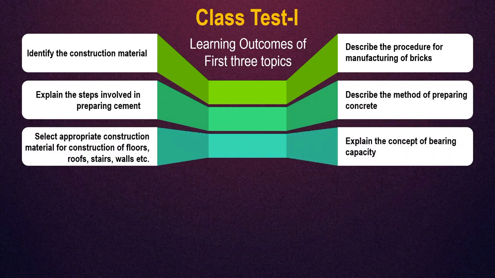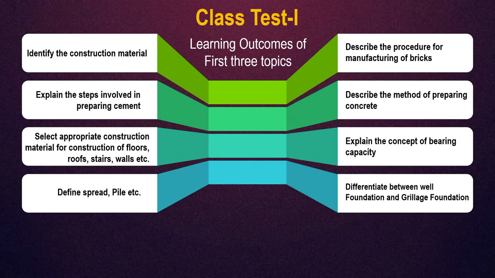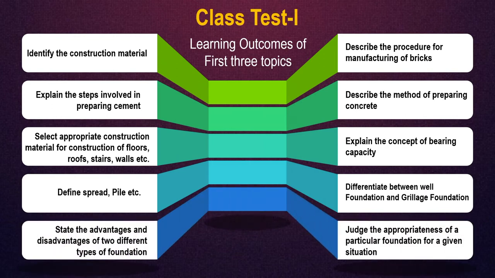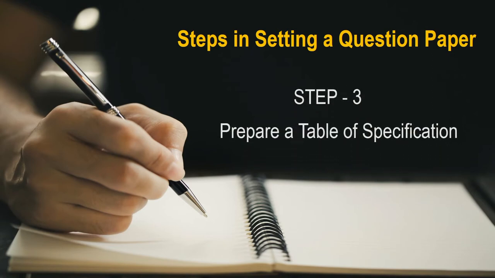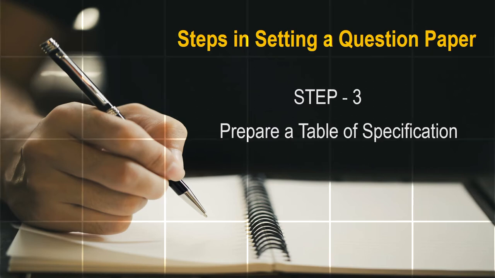So, one needs to be sure of which particular learning outcome is to be assessed in the question paper. The next step is to prepare a table of specification. Table of specification is a two-way representation where the paper setter is likely to determine how many marks of the total marks will be allocated to assessing learning outcomes at different levels.